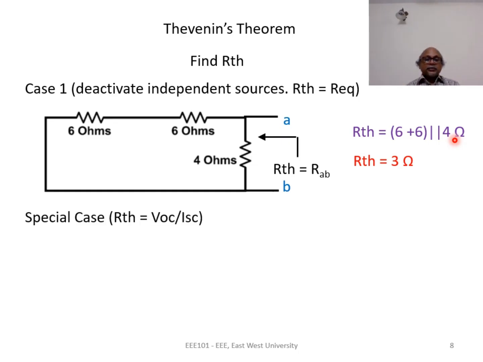Now let's look at special case. In special case, RTH is VOC by ISC. And we recall that we do not deactivate any independent source in special case. So the VOC we have already found out when we calculated the VTH. VOC is 6 volts. In addition, we need to determine ISC.